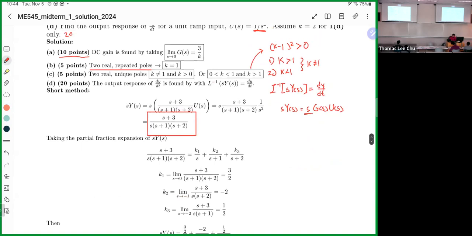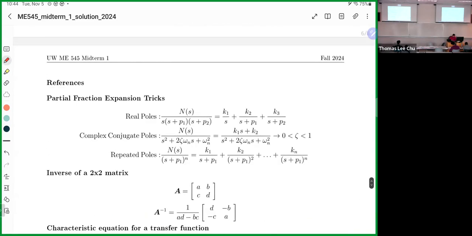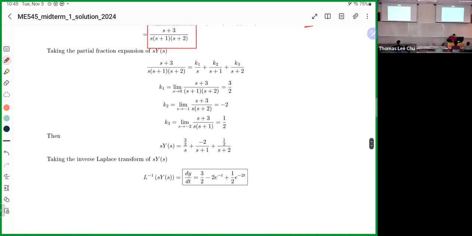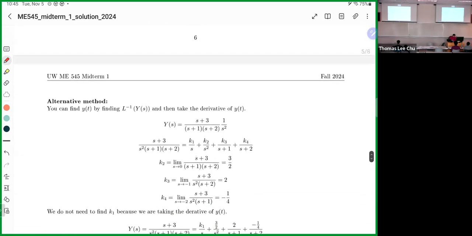In case, I did add a new section the day before I printed these exams out. I did give you this, so I think it wasn't exactly fair because I didn't point it out, that this is how you take the partial fraction expansion of repeated poles. So let's say you didn't do this trick, right? And instead you want to work out the long way.